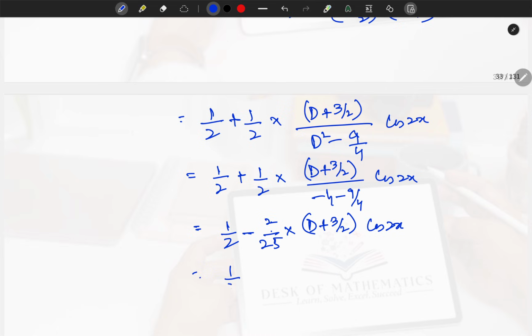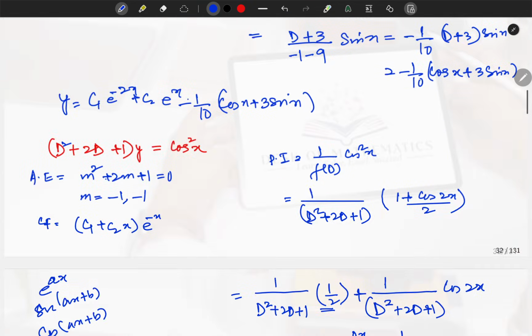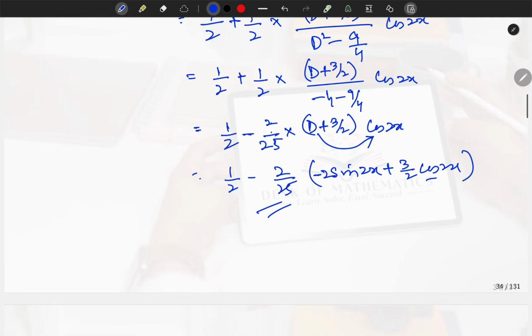So now 1 by 2 minus 2 by 25 d with the cos of 2x, that's the differentiation of cos of 2x is minus sine of 2x and 2, that is minus of 2 plus 3 by 2 cos of 2x is the particular integral. Now the solution is the complementary function that we have plus the particular integral that you got here. Okay, so this is the case with the sine x and the cos x.